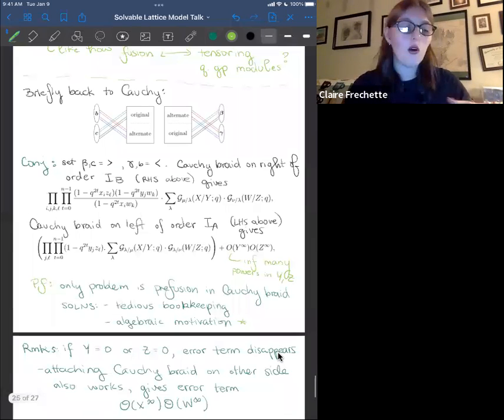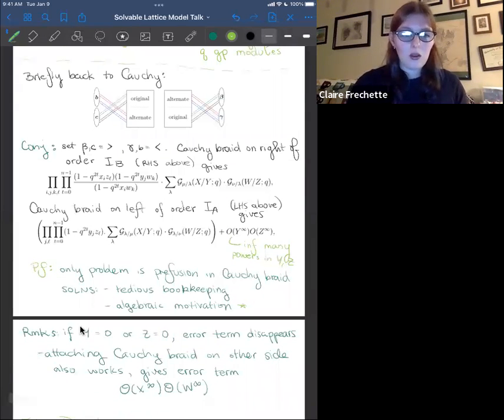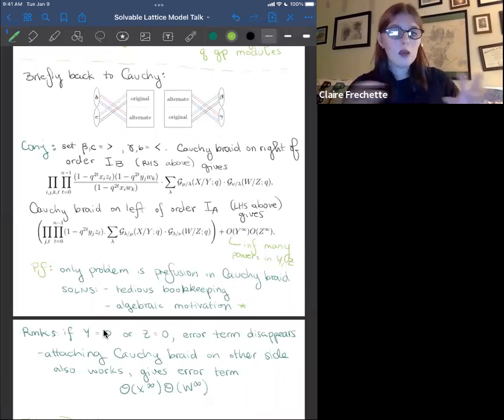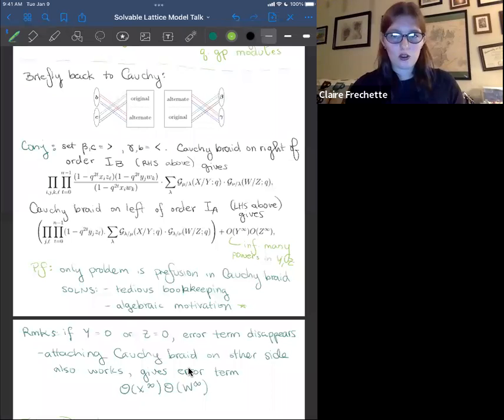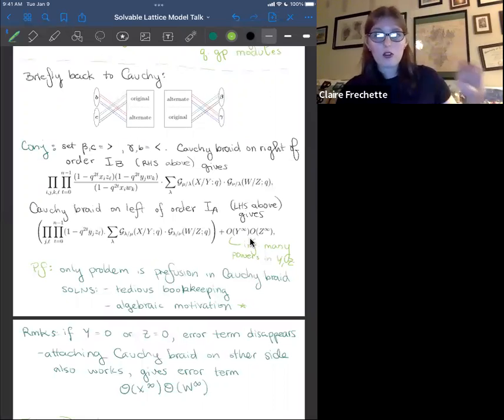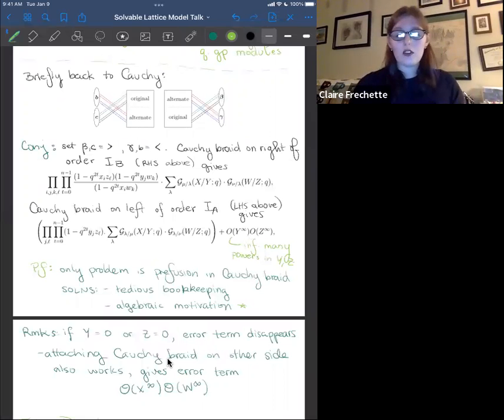And then if you wound up in a situation where you didn't have all of your different types of strip rows to take into account, the error term does disappear, which is going to give us back the Cauchy and dual Cauchy identities for LLT polynomials on the nose. And I had mentioned this about attaching the Cauchy braid on the other side. This error term is coming from vertical strip rows, allowing a particle to travel infinitely far. If you attach on the other side, you get an error term from horizontal strip rows, allowing a particle to travel arbitrarily far.